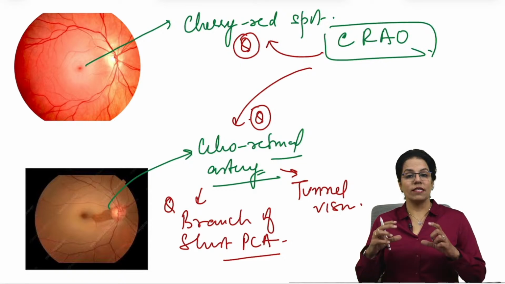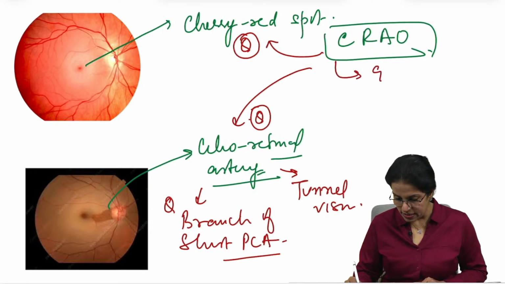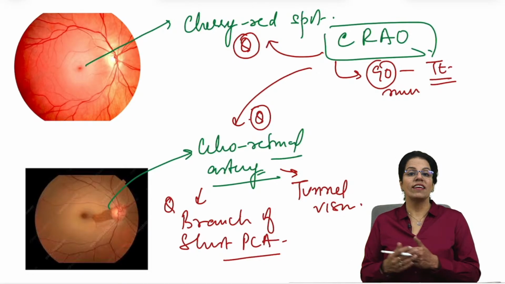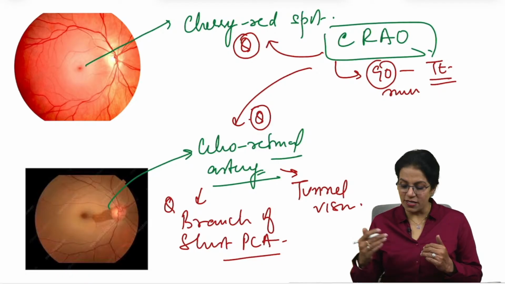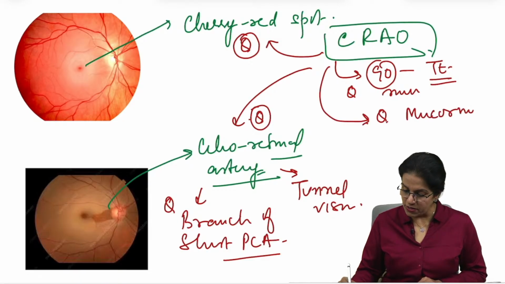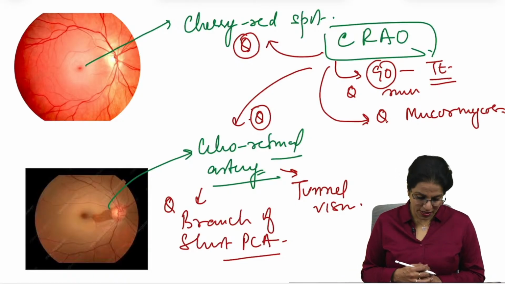Of course, the time limit within which you should very quickly treat CRAO, if possible, is only 90 minutes. If we can't treat within 90 minutes, there will be irreversible damage to the retina, right? Of course, the main cause is embolism. Next question, what is the next cause? You should answer mucormycosis can be another cause of CRAO. So, these are the causes.